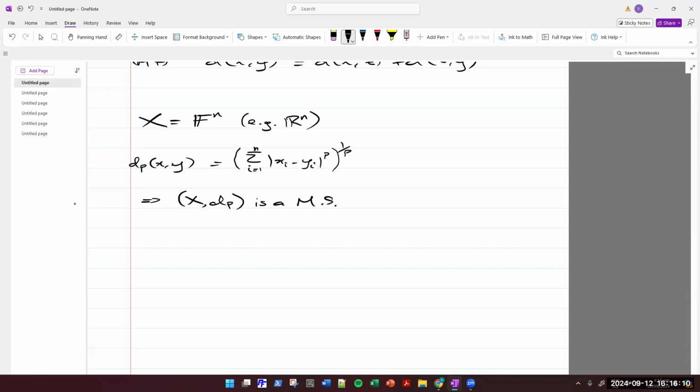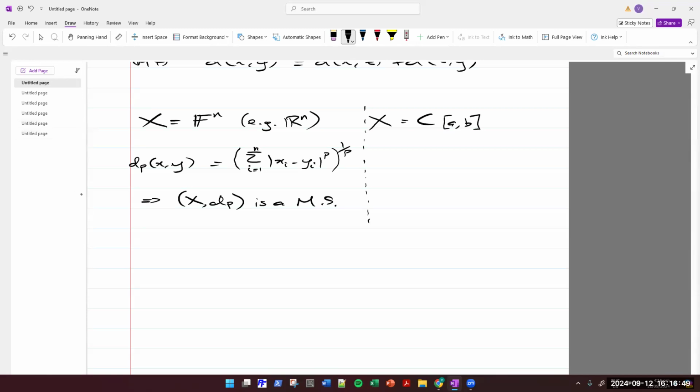Very similar to this, we have another one, which is: now if I take as my set X the set of all continuous functions on some set. It could be continuous functions on pretty much any set, but for us, we'll look at continuous functions on the closed and bounded interval [a, b], mainly because we want to take the integral of it.